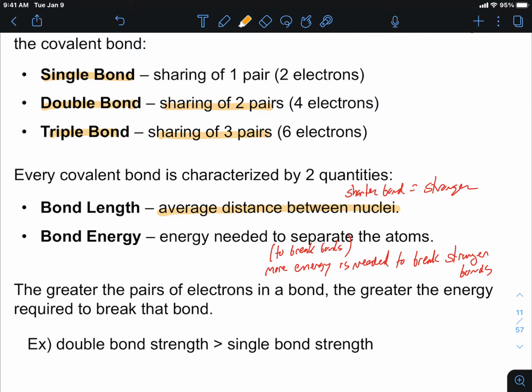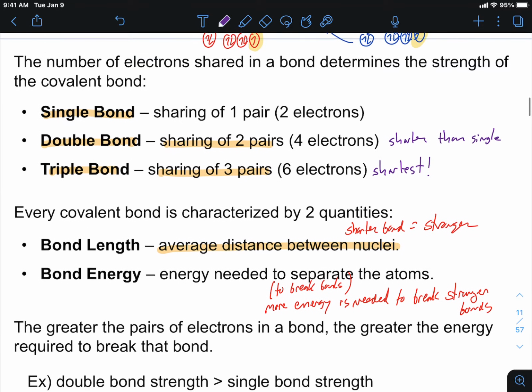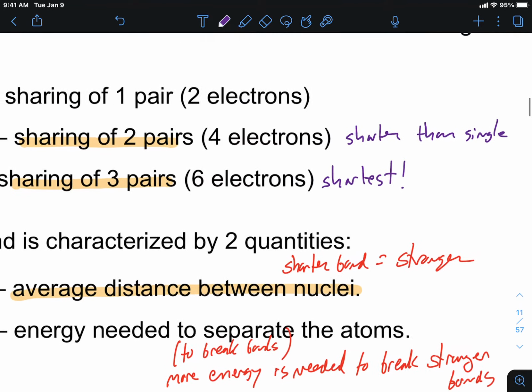But the thing is this. Double bonds are shorter than single bonds. So a triple bond is the shortest. And if you think about this, this makes sense because when you have more electrons attracting atoms together, it pulls them in closer.